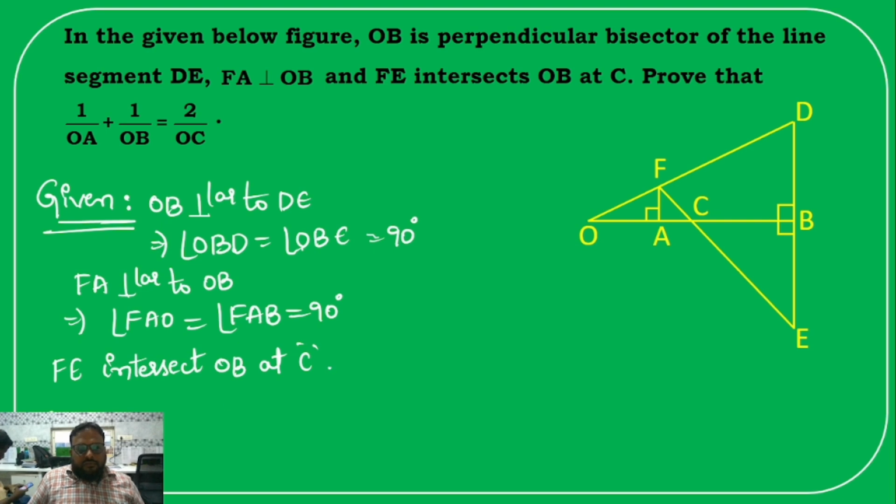Now RTP, what I have to prove? I have to show that 1 by OA plus 1 by OB is equal to 2 by OC. This is what you have to prove. This is RTP. Now let us see the proof part for this.